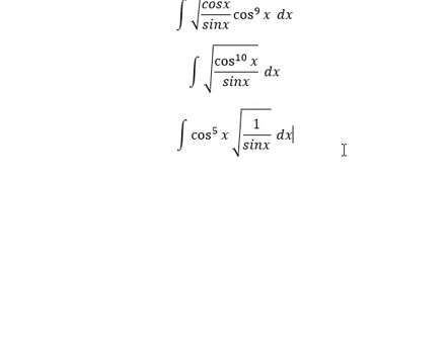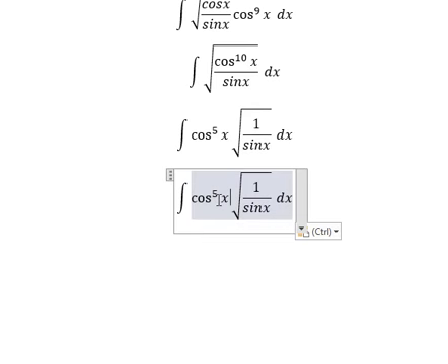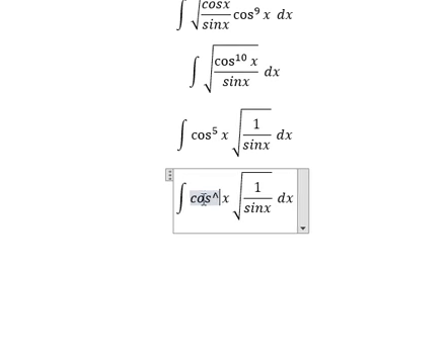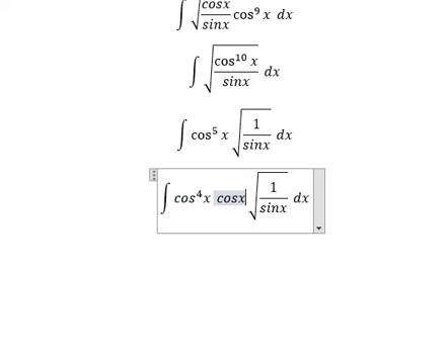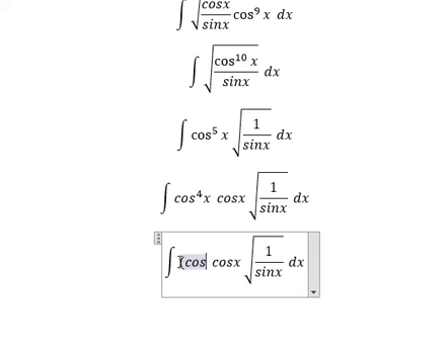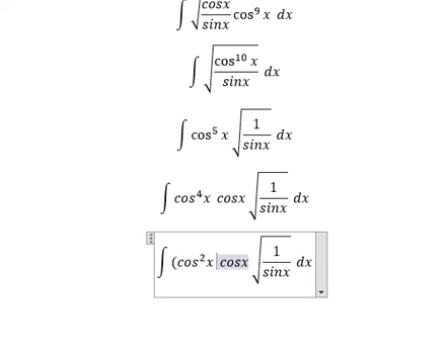Next, about cosine x to the power of 5, we can write it as cosine x to the power of 4 with cosine x. Next, about cosine x to the power of 4 in here, we can write it as cosine x squared, everything to the power of 2.